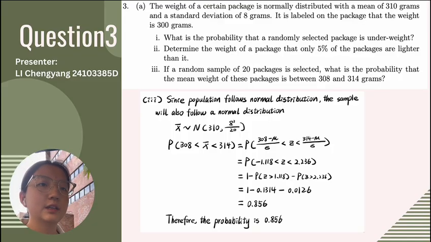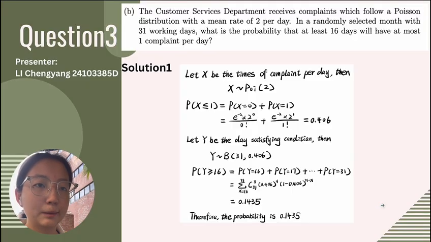Then we convert the initial boundaries to corresponding z-scores. According to the statistical table, the final answer should be 0.856.